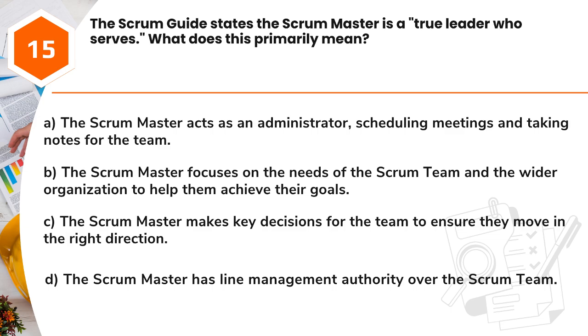Question 15. The Scrum Guide states the Scrum Master is a true leader who serves. What does this primarily mean? A. The Scrum Master acts as an administrator, scheduling meetings and taking notes for the team. B. The Scrum Master focuses on the needs of the Scrum team and the wider organization to help them achieve their goals. C. The Scrum Master makes key decisions for the team to ensure they move in the right direction. D. The Scrum Master has line management authority over the Scrum team.